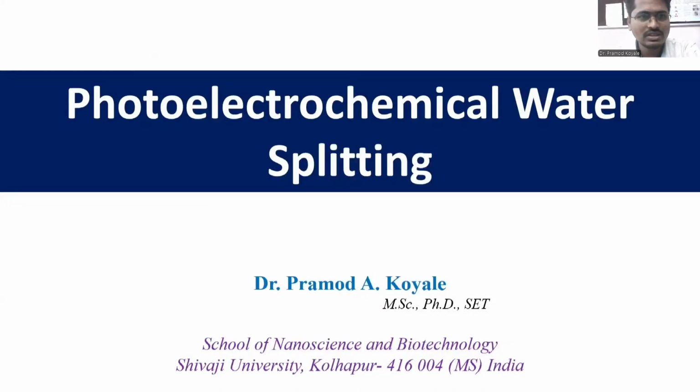Hello everyone. In this session, we are going to see photoelectrochemical water splitting for hydrogen production. Basically, it includes water and sunlight, which are responsible for the hydrogen production with the help of specific semiconducting materials, also known as photoelectrochemical materials.